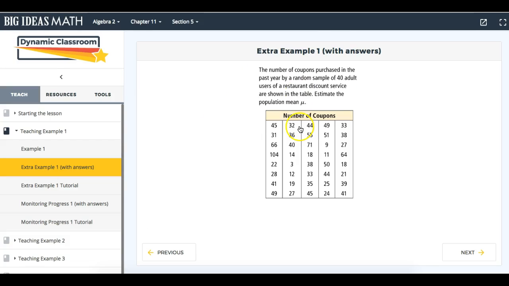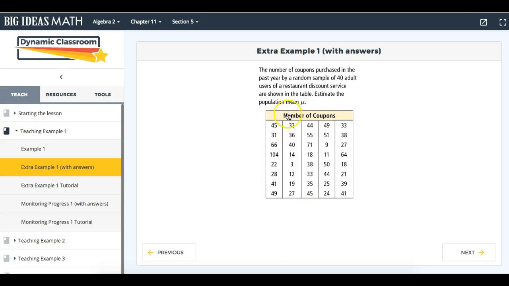So the problem I want you to do is you've got another table here. This is the number of coupons purchased in the past year by a sample of 40 adult users of a restaurant discount service listed in this table. So the population is all adult users of the restaurant discount service, and the sample are these 40 that were taken as a sample. So I want you to do the same thing.